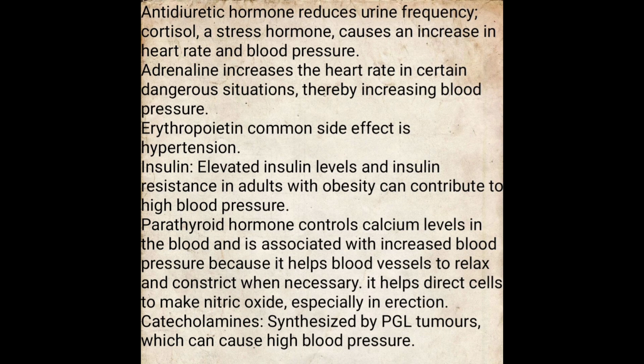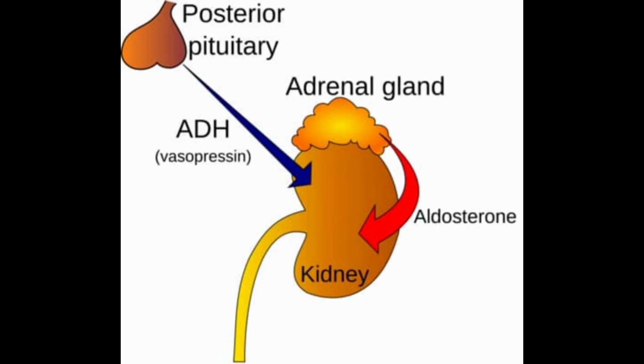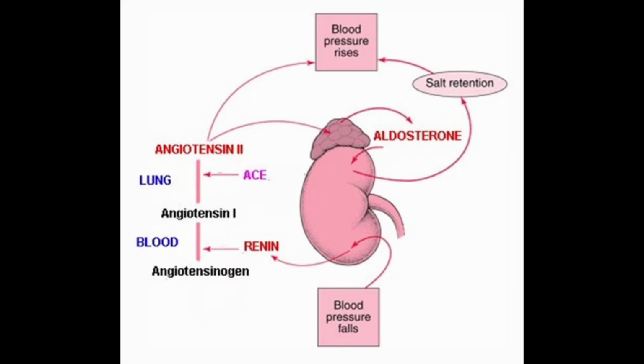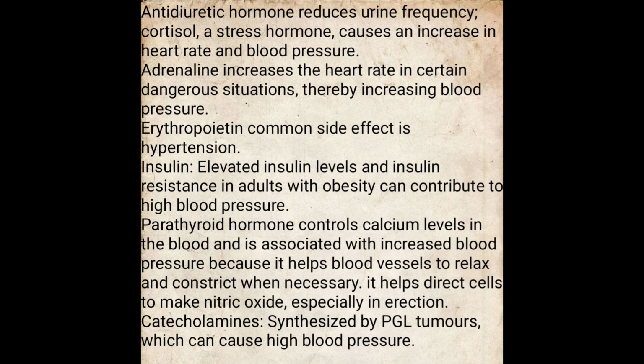Antidiuretic hormone, as the name suggests, reduces urine frequency and by so doing reduces the volume of water, thereby helping to reduce blood pressure. Cortisol, as shown in the diagram above, is a stress hormone that causes an increase in heart rate and blood pressure. Adrenaline also increases the heart rate in certain dangerous situations, thereby increasing blood pressure.